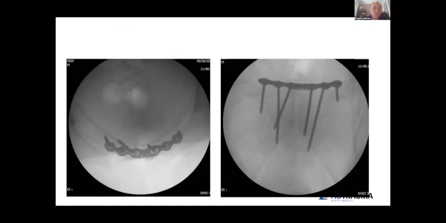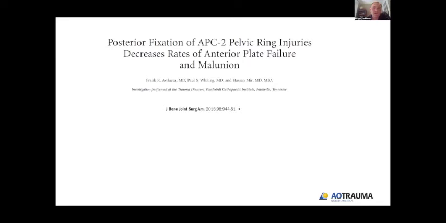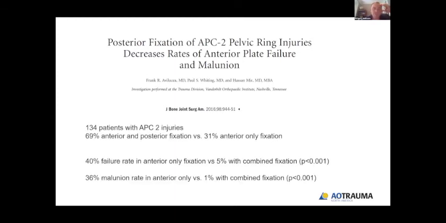So this has been observed in a paper fairly recently, where they looked at a lot of their APC2 injuries. There were 134, and there was a much higher rate of fixation failure with the anterior only fixation than they did with even a single SI screw at the back. And the malunion rate was also higher with only anterior fixation. Obviously there's some selection bias. It's particular surgeons have particular patterns in this, but still I think this is valuable information suggesting that posterior fixation is something that should be strongly considered for many of these APC2 injuries.